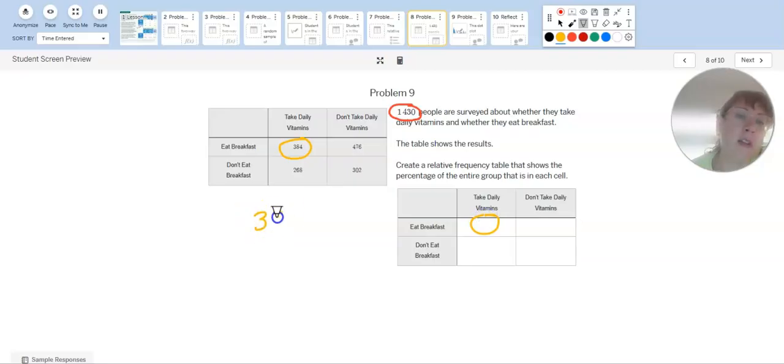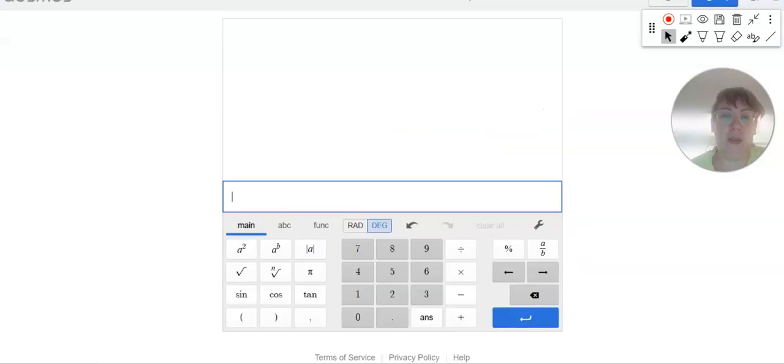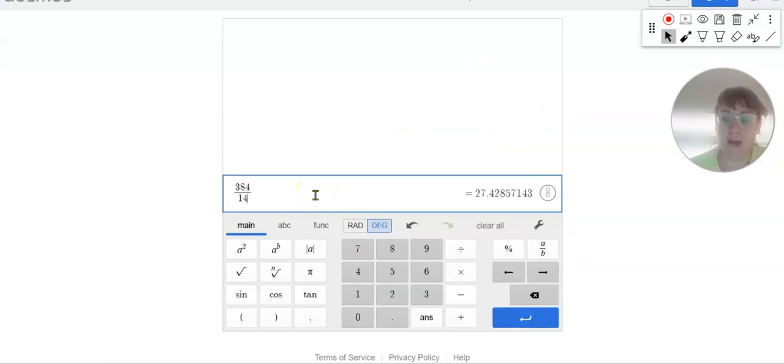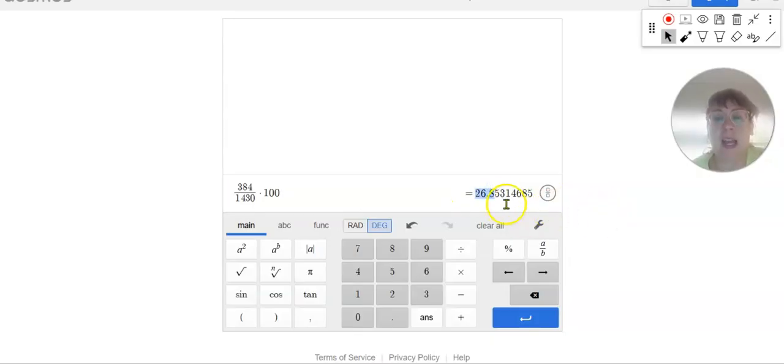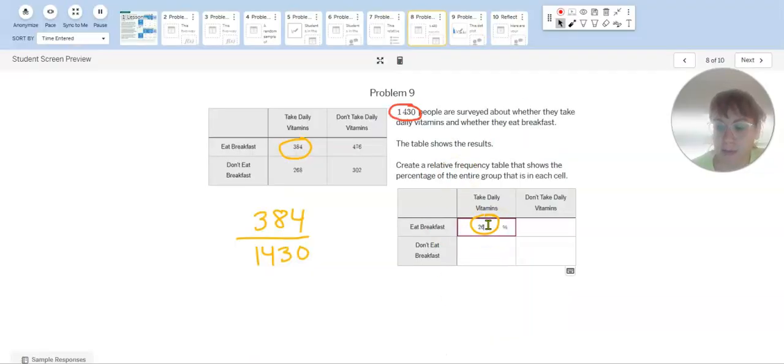And to find that, we're doing 384 divided by 1430 to get our percentage. Part over whole. So 384 divided by 1430. And then when we have this number, we can click next to the fraction and multiply it by 100 to get it into a percent. So this is 26.8. And we could round that up to 26.9% for this first one. Perfect.